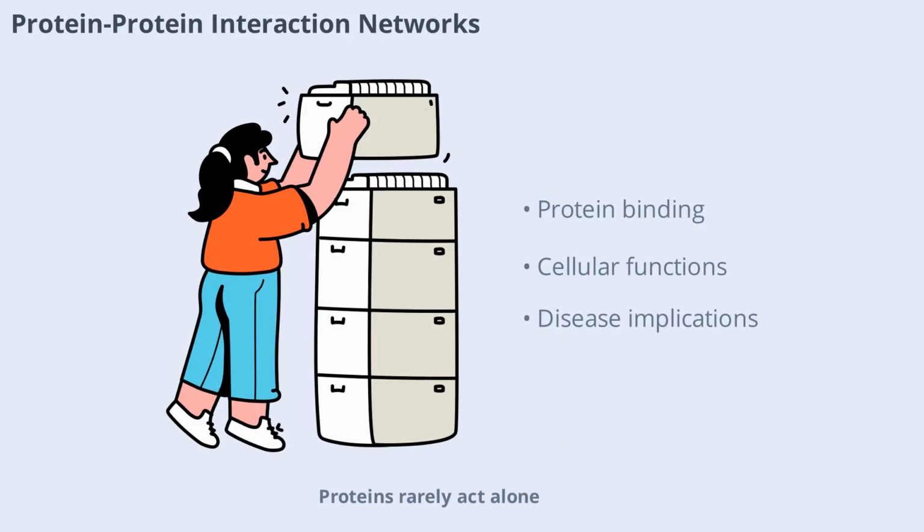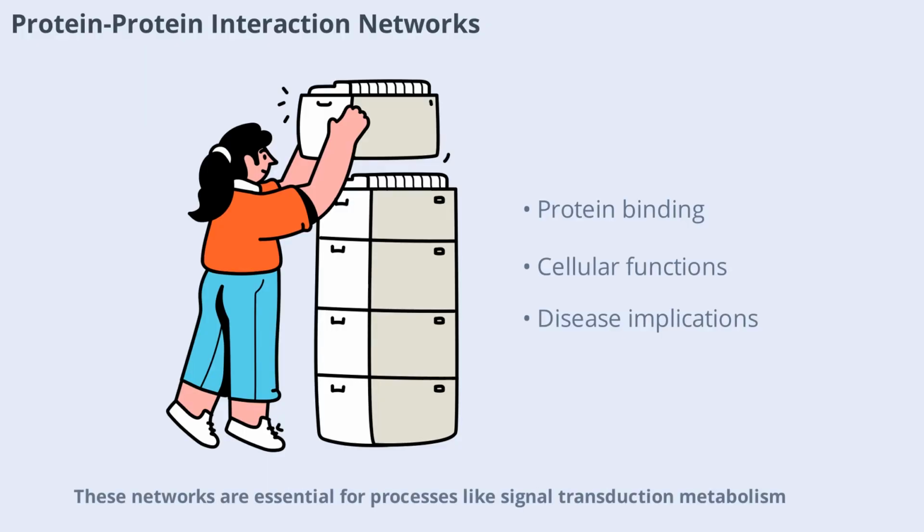Proteins rarely act alone. Protein-protein interaction networks map out how proteins bind and work together to carry out cellular functions. These networks are essential for processes like signal transduction, metabolism, and immune responses. Disruptions in these networks can lead to disease, making them a major focus of biomedical research.